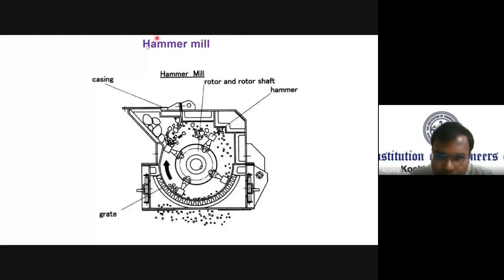This is the hammer mill, where it is having the rotor and the rotor shaft. It is the hammer, and it has the grade, and accordingly you can reduce the size of the stone using this hammer mill. This is a casing, which protects the hammers and the internal parts.